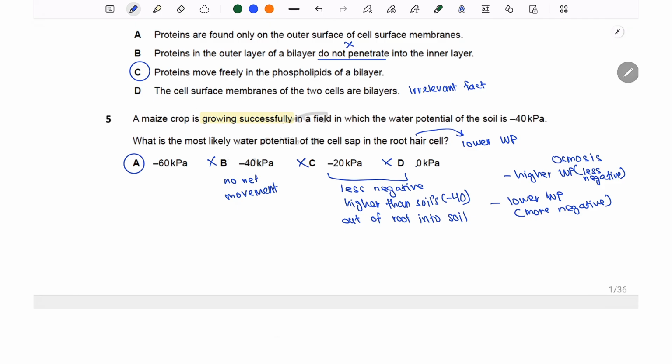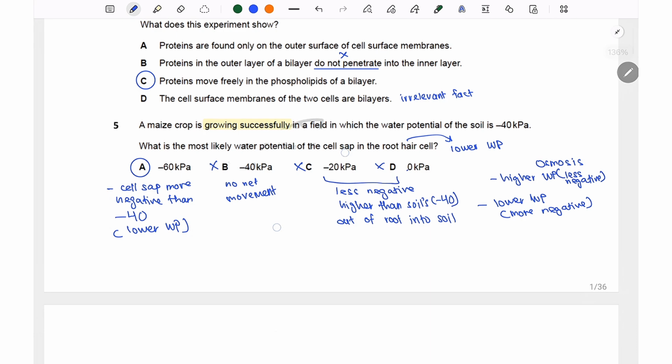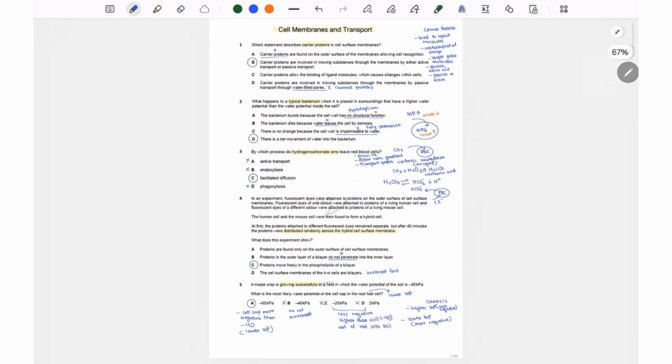Why? Because -60, the cell sap is more negative than -40. So if it's more negative, that means it's lower water potential. So water has to move from higher water potential to lower water potential. So this is our answer. So the next page.